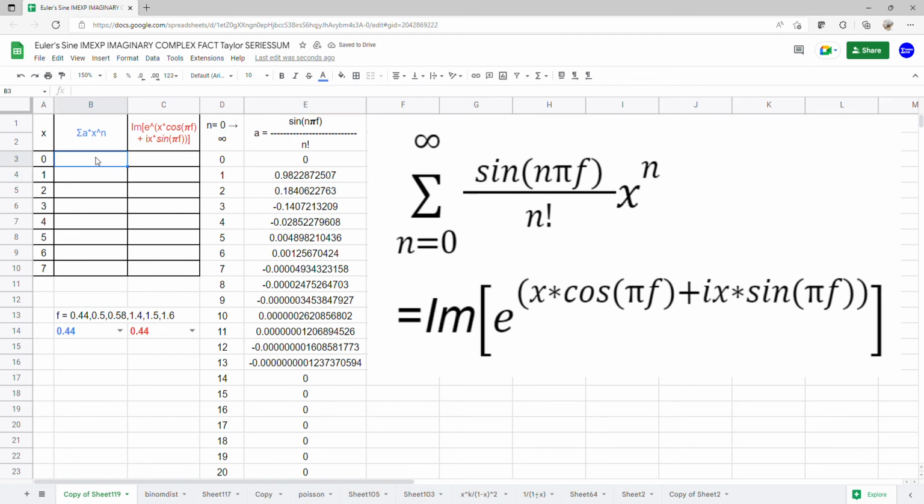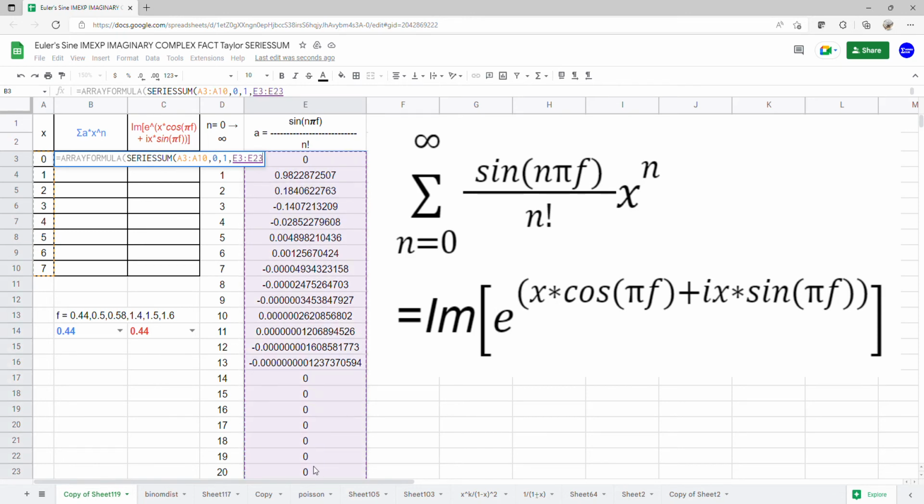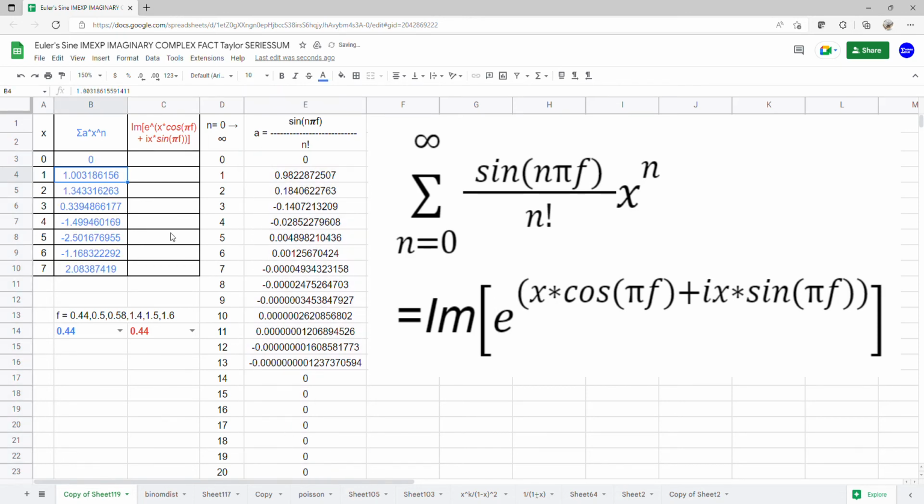And now we can complete the expansion. So array formula, series sum of the x values raised to the power n, where n starts from 0 incremented by 1. And the coefficient a will be this range. Now we can complete the IMEXP function, which is the imaginary part of the Euler's raised to the complex number.